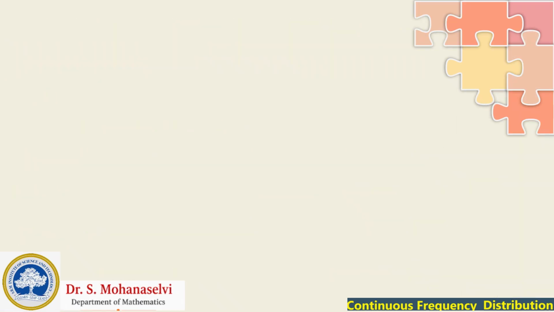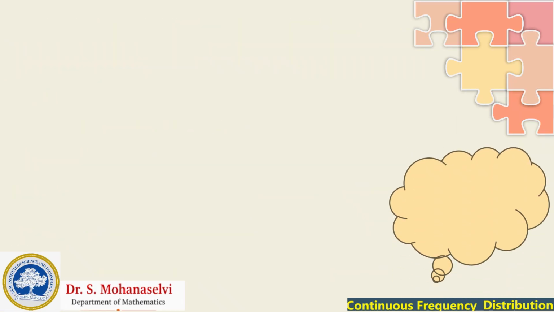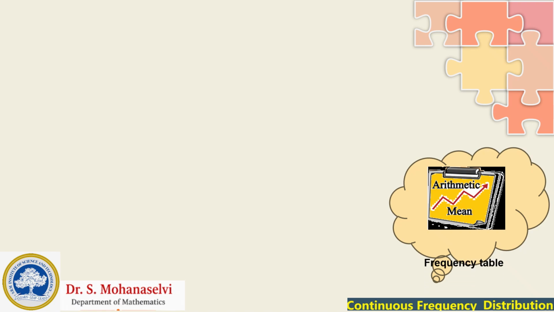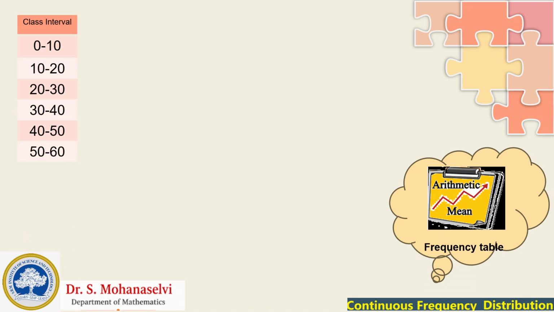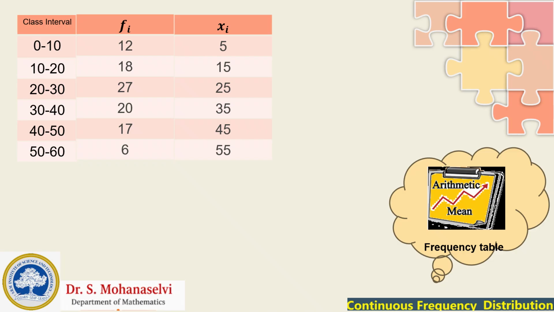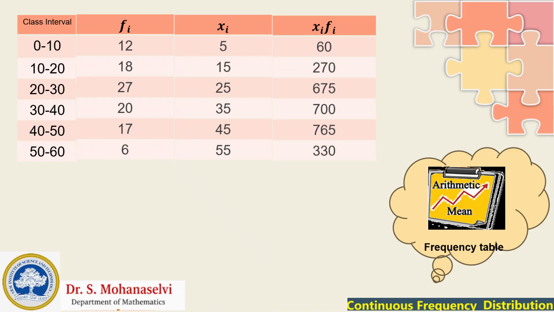Now let us complete the calculation of the mean of the grouped data. We first find the midpoint of each of the class intervals, that is given by xi. So the midpoint of the class interval 0 to 10 will be 0 plus 10 divided by 2, which is equal to 5. Similarly, 10 plus 20 divided by 2 will be 15. Likewise, we calculate the midpoint of each of the class intervals and then we multiply xi with the corresponding fi value. Then we find the total.